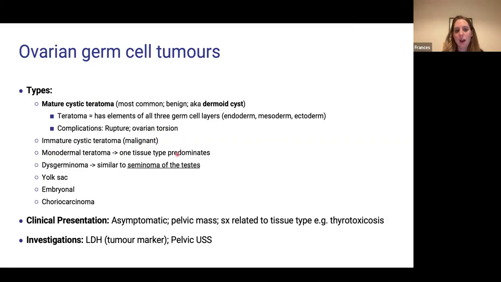You can have other types of teratomas, dysgerminomas, which is kind of similar to the seminoma of the testes, yolk sac tumors, choriocarcinoma, which is like what we spoke of before. And ultimately, you want to use LDH as your tumor marker here, but again, non-specific. It just might help you if you're worried about this. And you can also get symptoms that are related to the tissue type of the germ cell layer. So, you can get thyroid tissue in the teratomas, and then you can get sort of thyrotoxicosis, for instance.